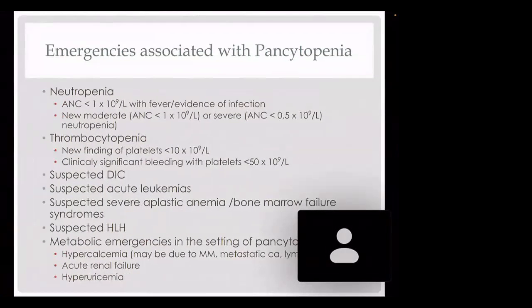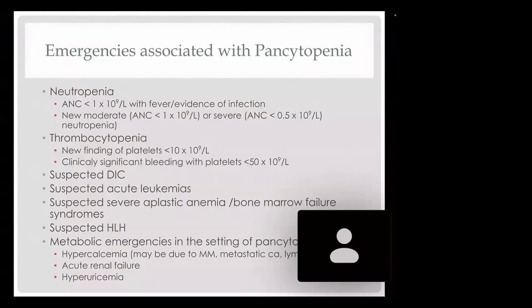Okay. So also some emergencies associated with pancytopenia can be very low platelet counts, such as less than 10, especially with clinically significant bleeding, such as intracranial bleed. Also upper GI bleed, especially with platelets less than 50, then you should quickly refer. And also if there's suspected DIC, this is also a type of emergency that can occur with pancytopenia. And also suspected acute leukemias and very severe aplastic anemia, as we will discuss later.